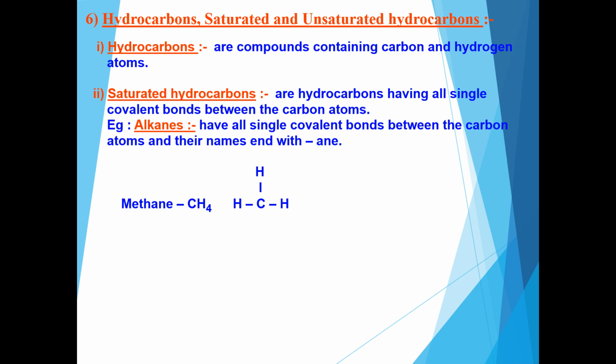For example, methane having the formula CH4. You can see the structure of methane wherein we have made carbon in the center and it is attached to 4 hydrogen atoms joined together with single bonds. Another example that we can quote for alkanes is ethane having the formula C2H6, where each carbon atom is joined with 3 hydrogen atoms and a carbon-carbon single bond. So these were saturated hydrocarbons.